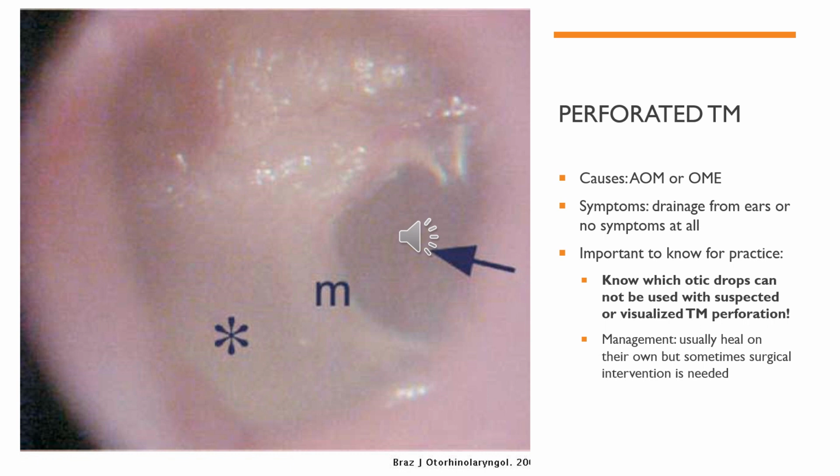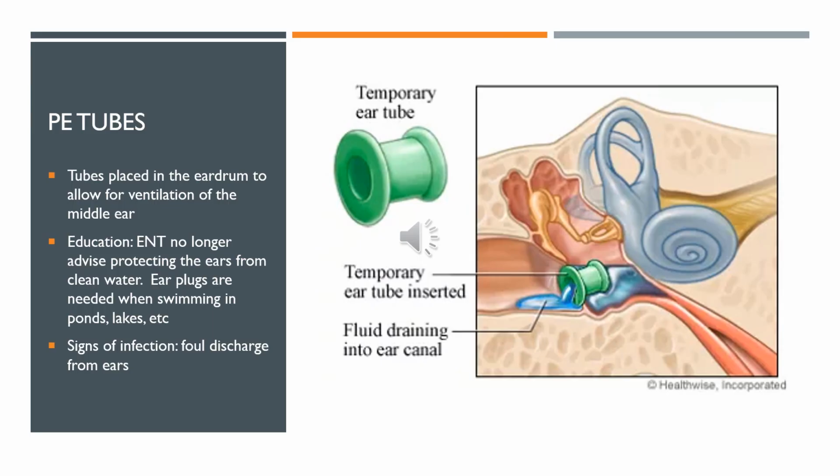Every now and then they may need treatment where they put a patch over it, but that's very rare. Really, it usually heals on its own. Again, you need to go back to where we talked about what drops can and can't be used with a perforated tympanic membrane, or just pressure equalizing tubes that they put in to help relieve fluid behind the tympanic membrane.